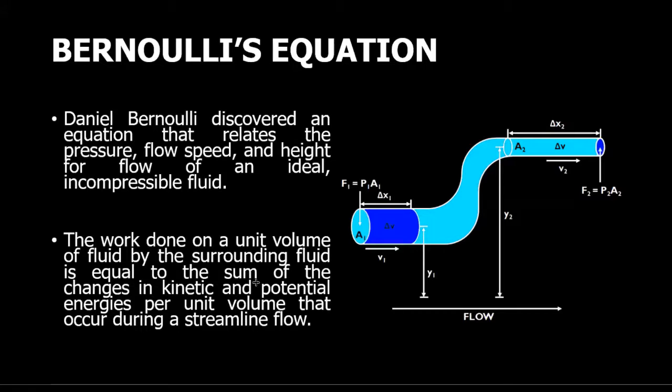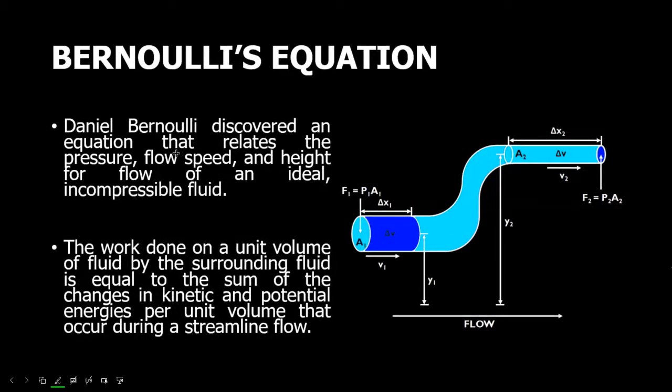Okay, now we have the Bernoulli's equation. So Daniel Bernoulli discovered an equation that relates the pressure, flow speed, and height for the flow of an ideal incompressible fluid. So, ang nirelate dito is pressure, flow speed, and height.